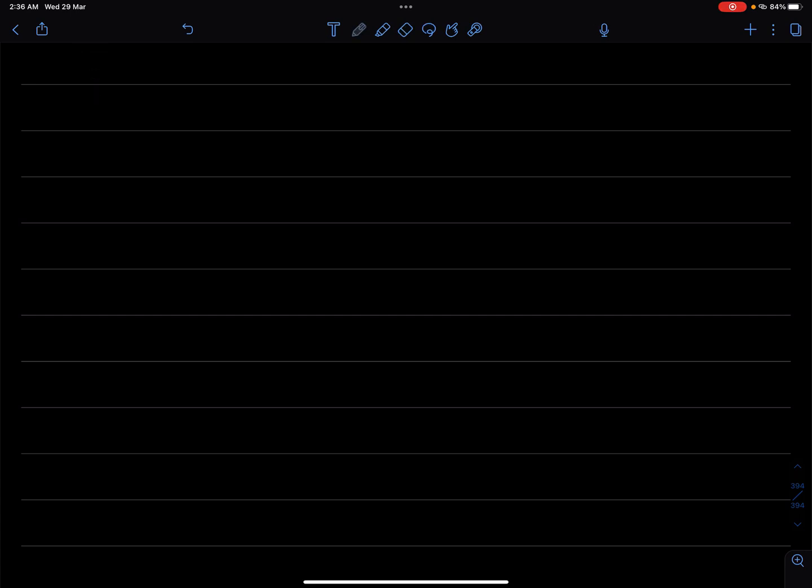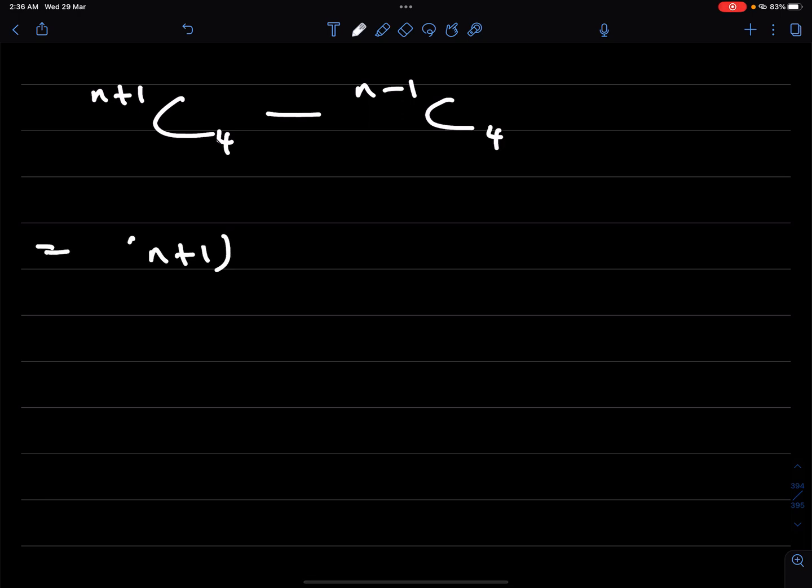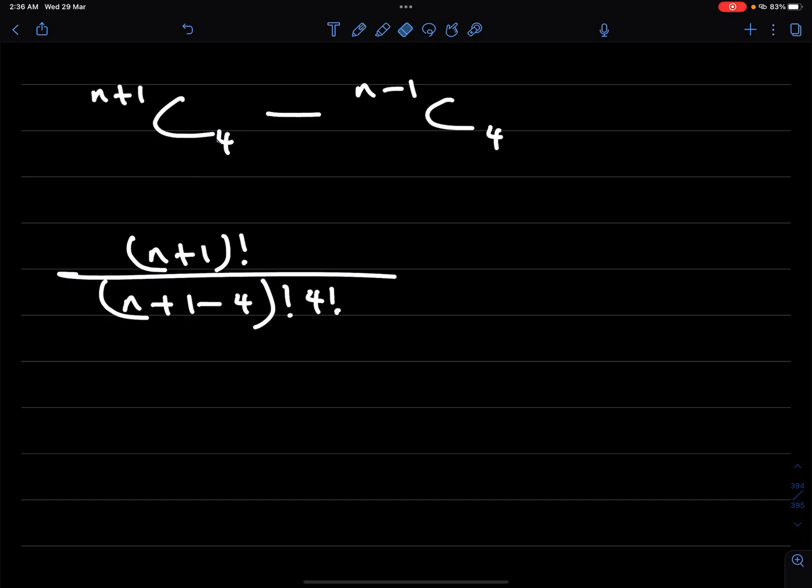Simplify n plus 1 C 4 minus n minus 1 C 4. That's the same as n plus 1 factorial over n plus 1 minus 4 factorial, times 4 factorial, minus n minus 1 factorial over n minus 1 minus 4 factorial, times 4 factorial.